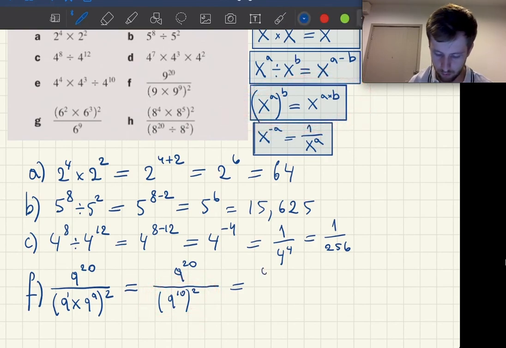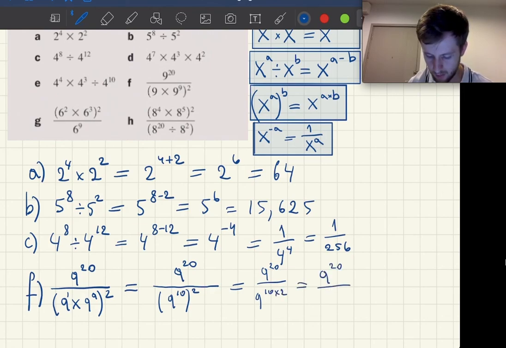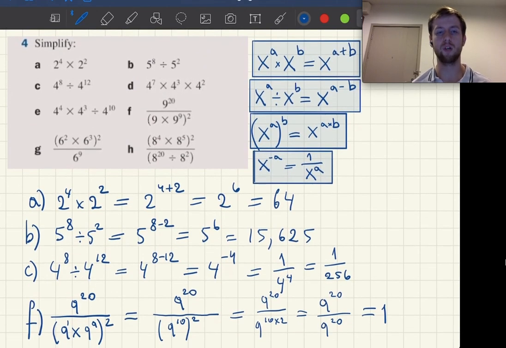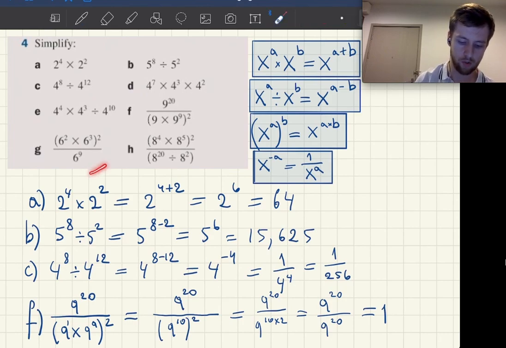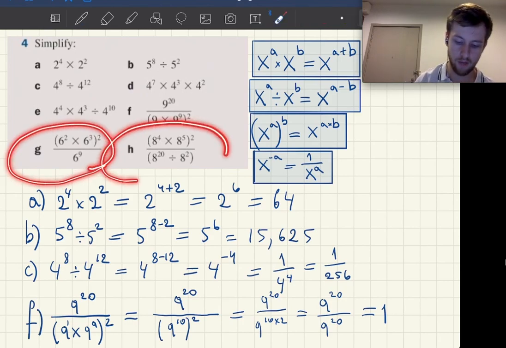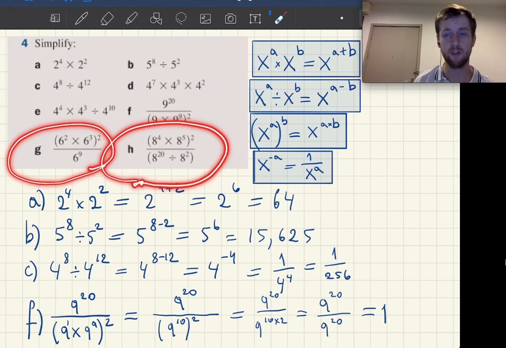So that is equal to 9 to the power of 20 divided by 9 to the power of 10 times 2, which is 9 to the power of 20 divided by 9 to the power of 20. This is the same thing, so it's equal to 1. That's it. As homework, if you want to practice a little bit, you can try to do G and H. You can pause this video, take a screenshot, and try to do this by yourself. Okay, see you next time.